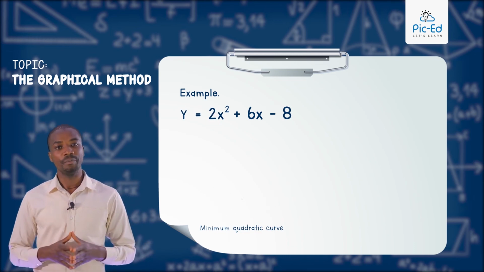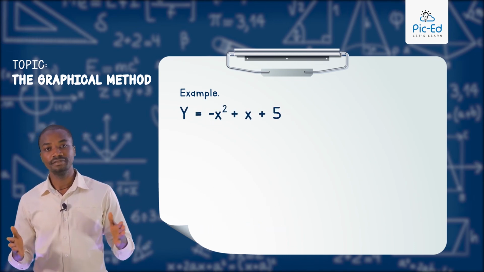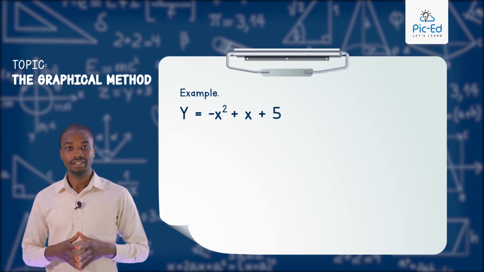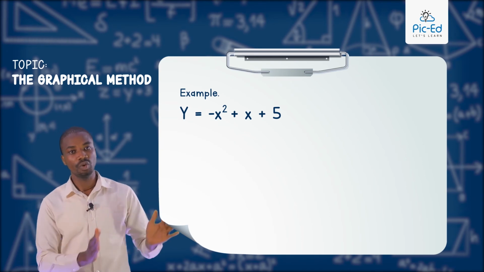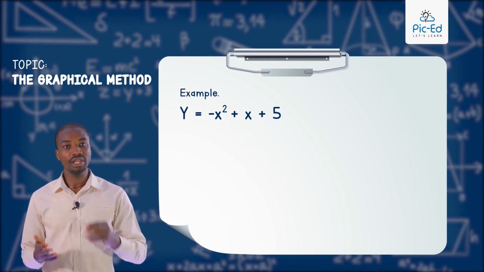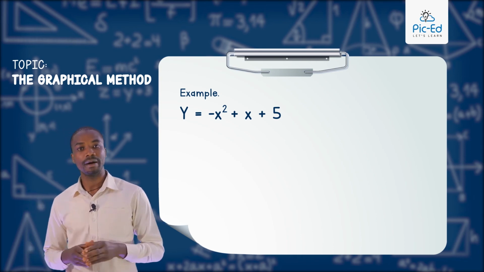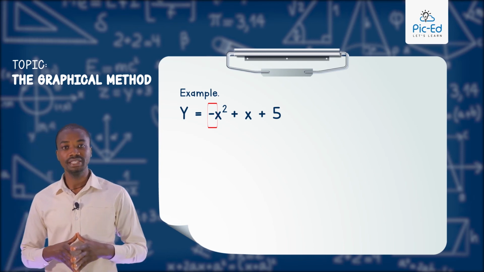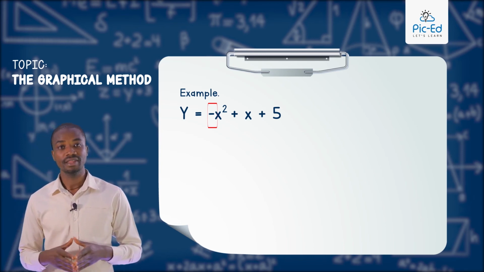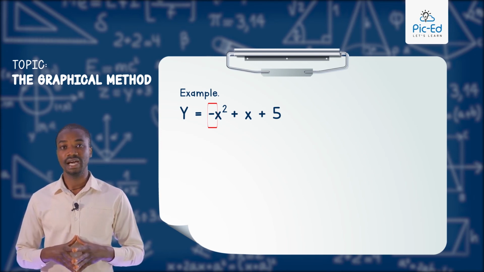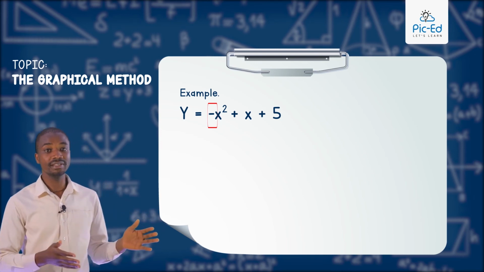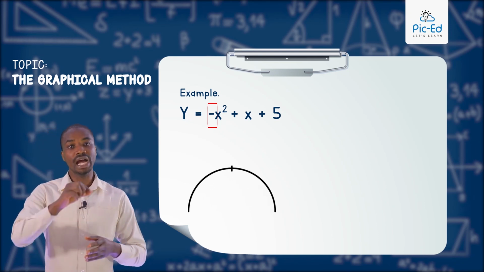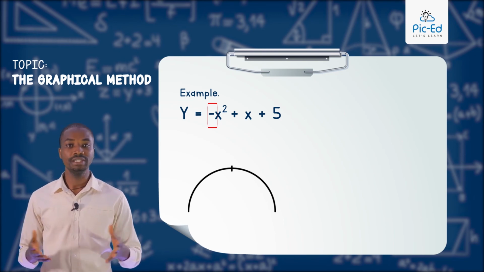The other example can be y is equal to negative x squared plus x minus 5. Still, before we go into plotting and drawing the curve, we can tell whether this will be a minimum or a maximum by checking the coefficient. In the second example, the coefficient of x squared is negative 1, and we know that negative 1 is less than 0. Therefore, our second example will give us a mountain-shaped curve or an N-shaped curve, which we call a maximum curve.